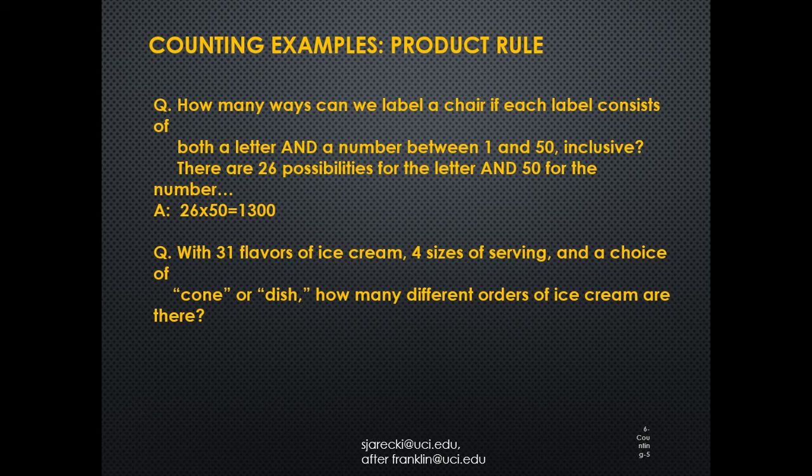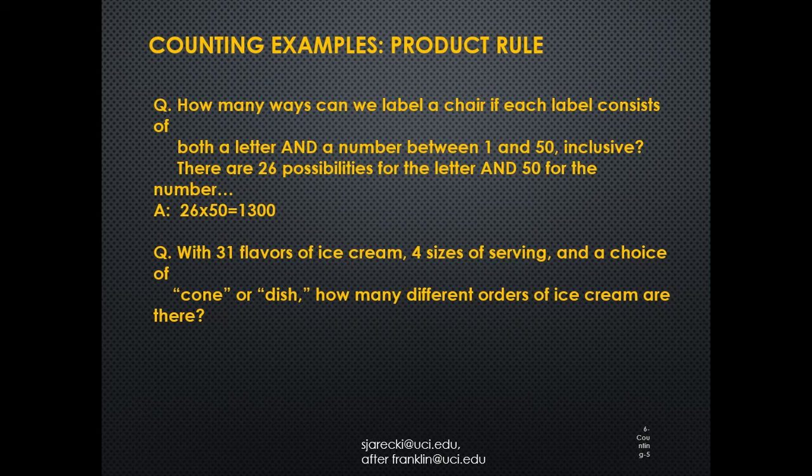So there are 1,300 ways that you can label the chair, where the label involves a number and a letter. For example, there should be a letter and there should be a number. So you can have A1, A2, A3 up to A50. You can have B1 up to B50, C1 up to C50, and so on and so forth up to Z.